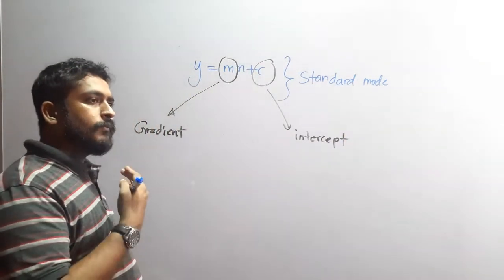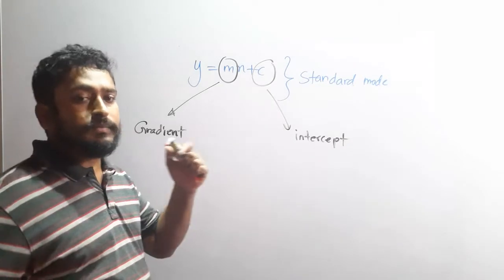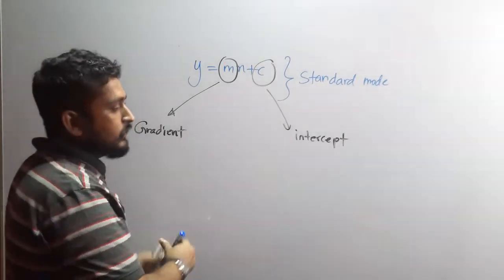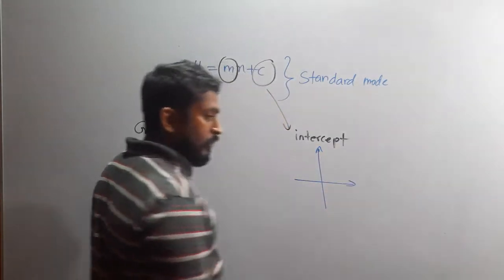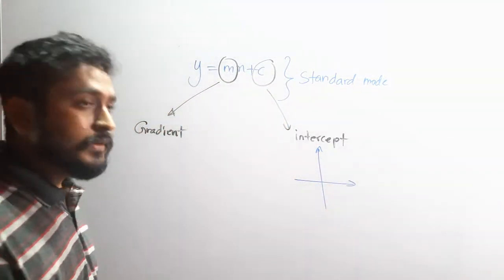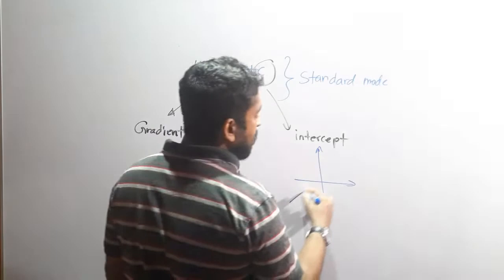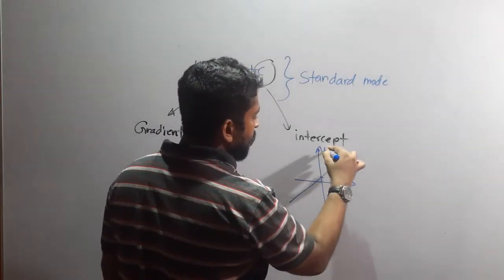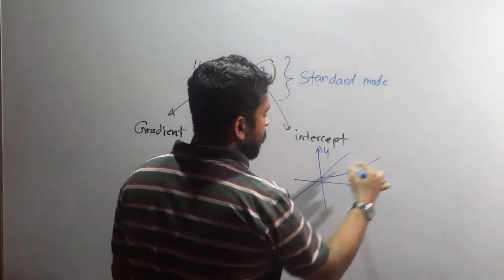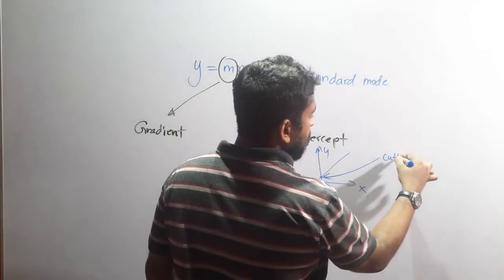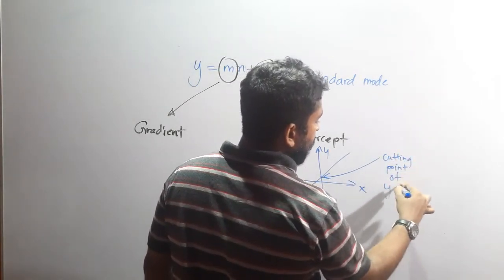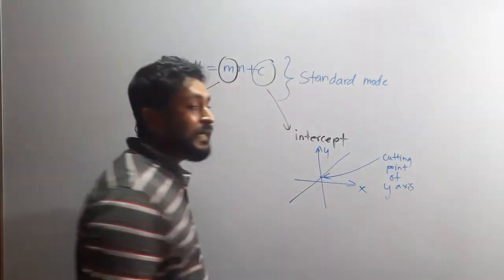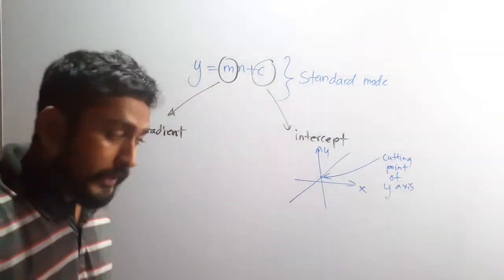What is the meaning of the gradient and what is the meaning of the intercept? The intercept is simpler, so I will give you that first. When we draw or sketch, when we plot a straight line, the intercept is the cutting point of the y-axis. The cutting point of the y-axis is called the intercept of the respective straight line.